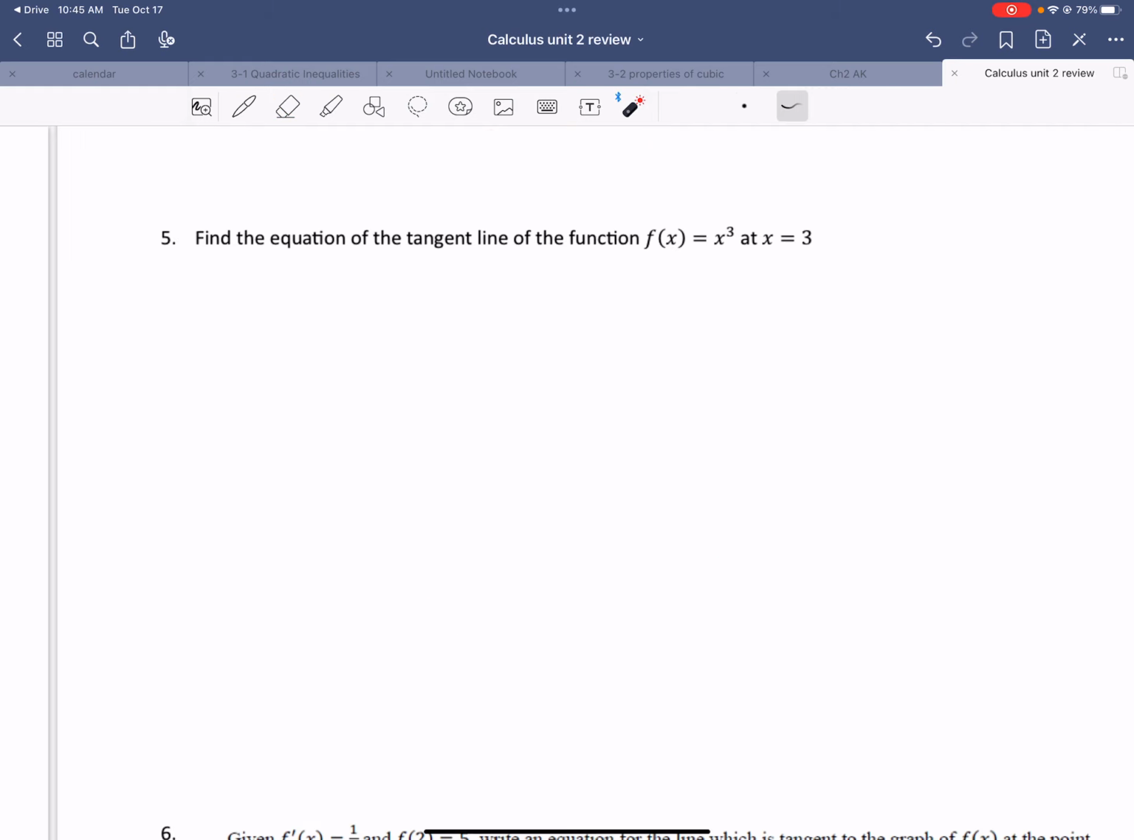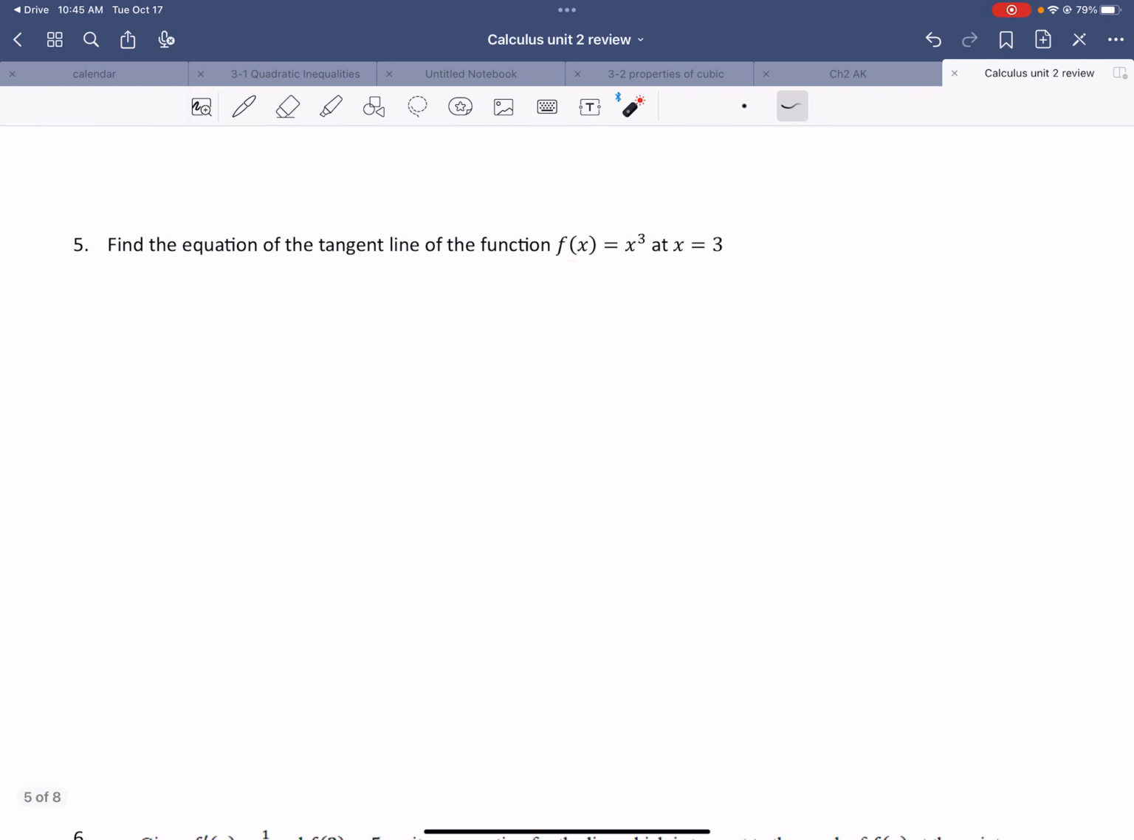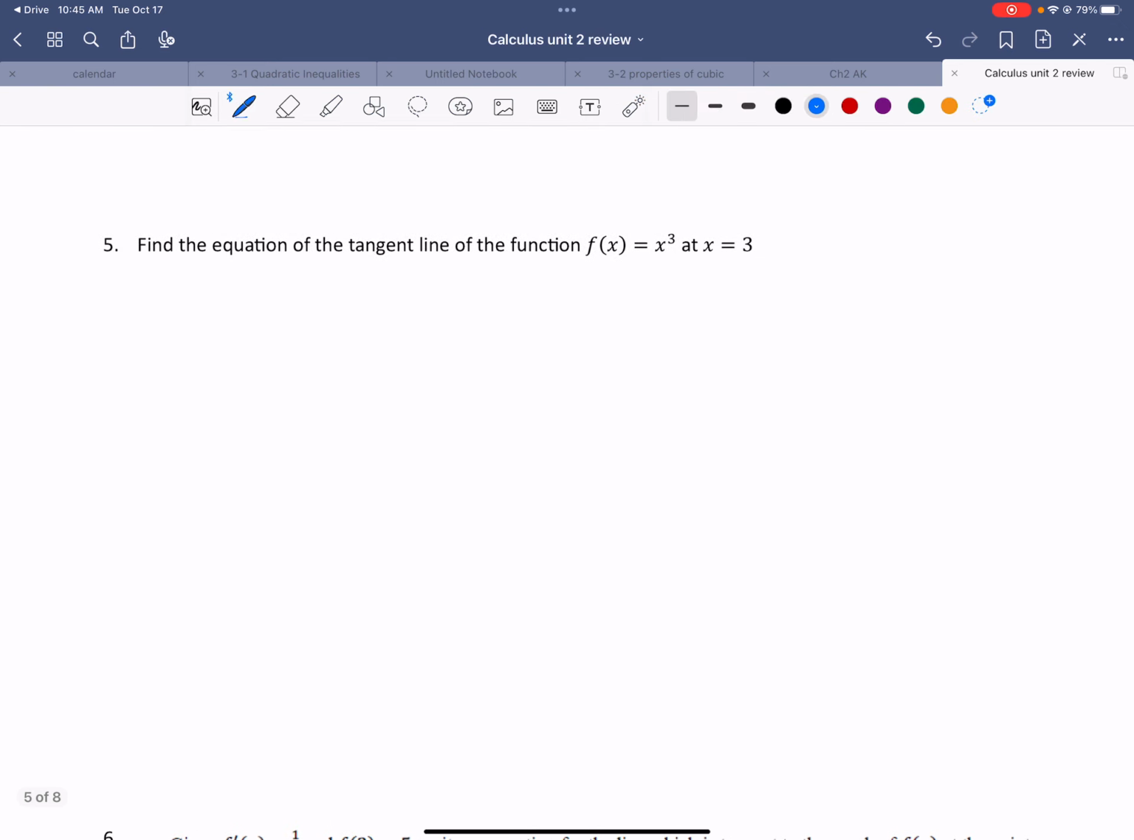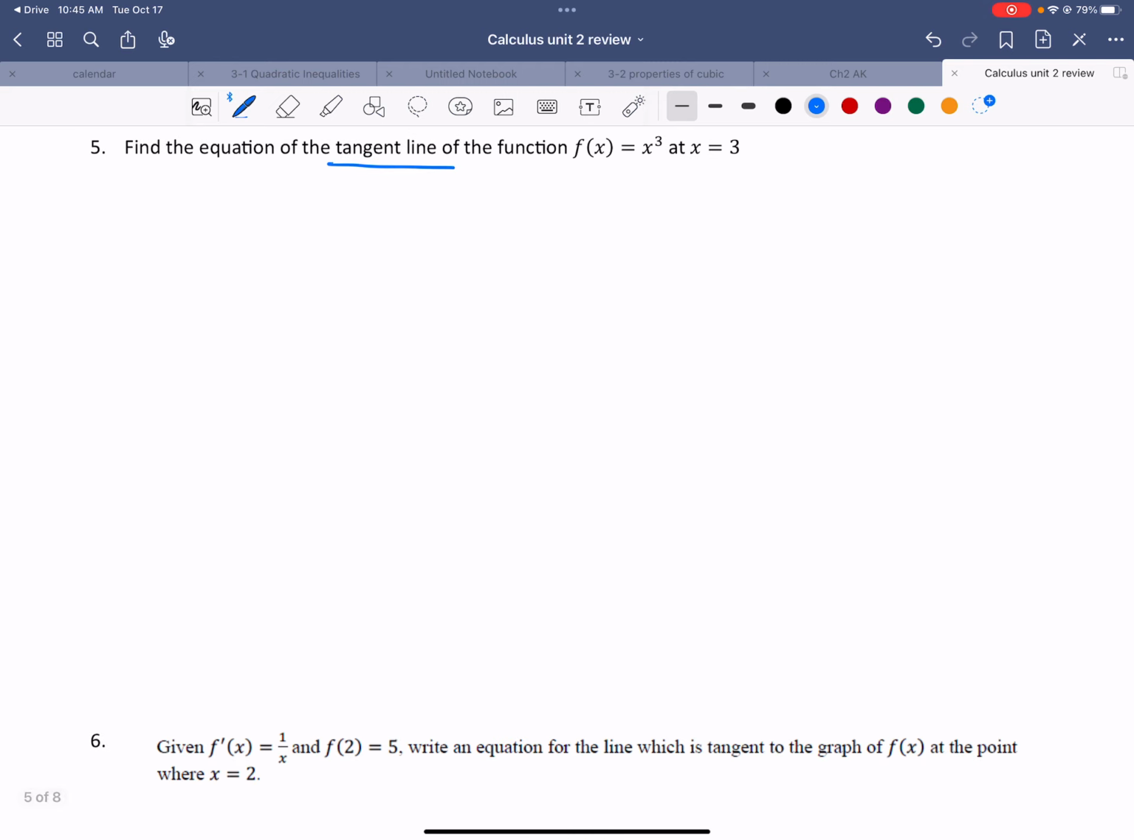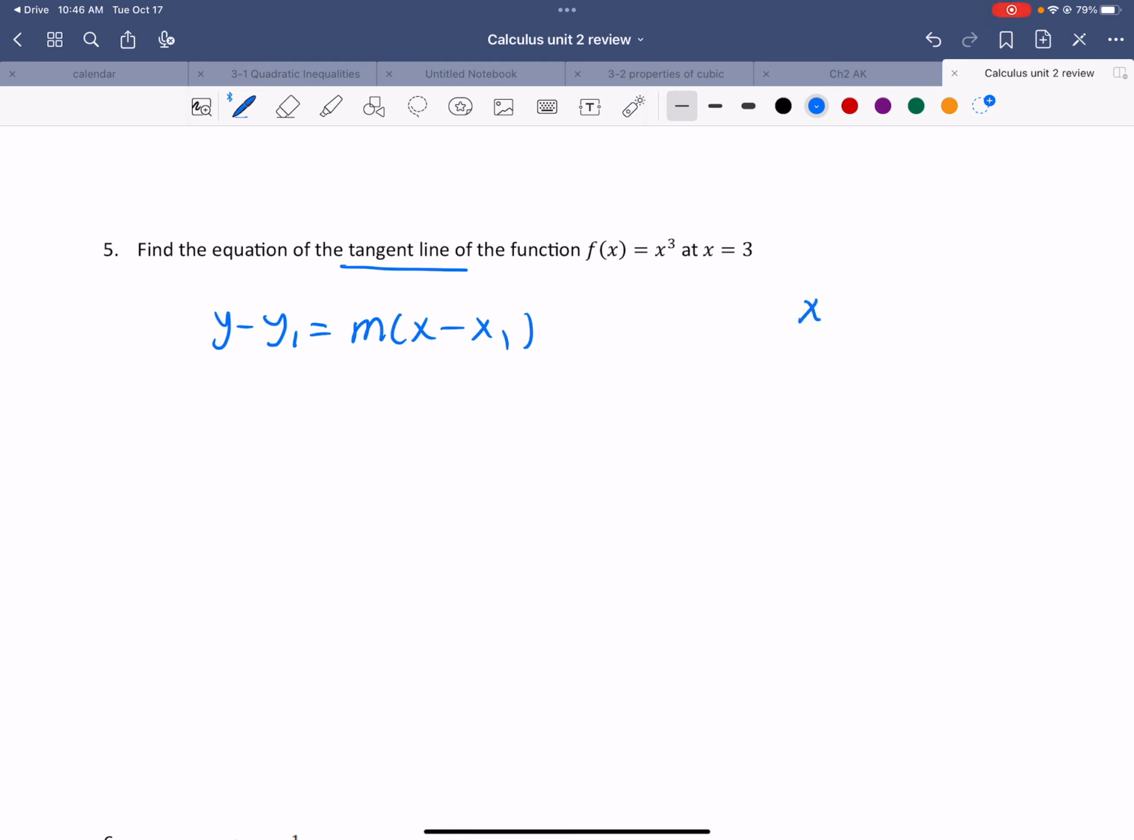Let me go over this one. It says find the equation of the tangent line of the function of this one, right? So equation of the tangent line. Basically they want you to find this: y minus y1 equals slope times x minus x1. So let's see if we know all the information. What is x1 in this case? 3. What is y1? You basically plug this one in here. So this is 3 to the cube, which is 27. Now what's the slope? Slope is f prime of x. So you're going to derive it, which is going to be 3x squared.